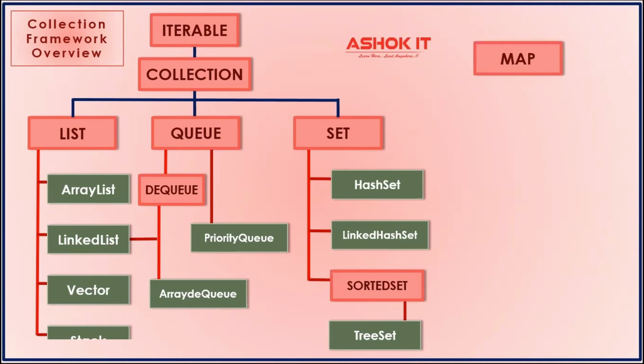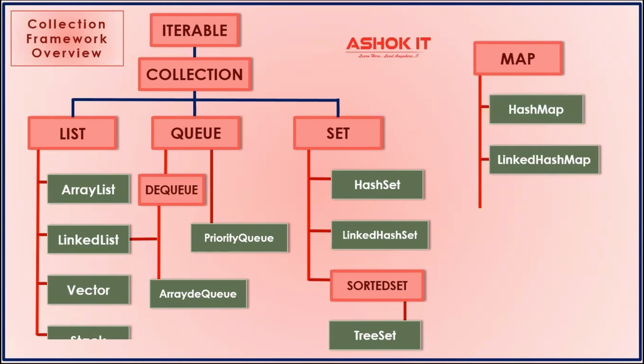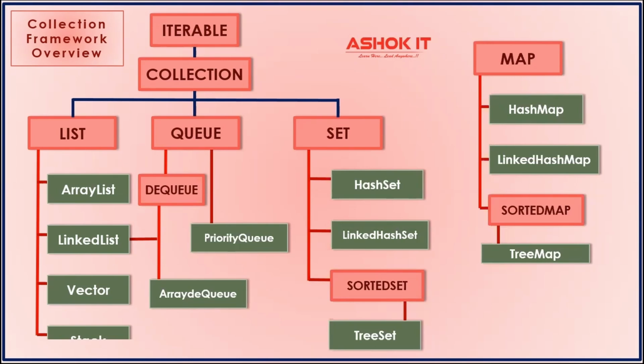Other than this Collection interface, we also have the Map interface under collection framework. So Map interface does not implement Collection interface. It is a separate interface which is implemented by HashMap, LinkedHashMap, and SortedMap, which is an interface which is then implemented by TreeMap. So the classes which implement Map are HashMap, LinkedHashMap, and TreeMap. So this is the architecture of collection framework. So here List, Queue, Set are the interfaces which implement the Collection interface, and Map is a separate interface which belongs to collection framework but does not implement the Collection interface.